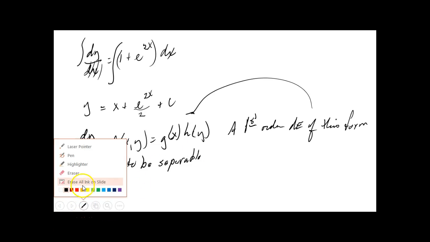All right, to erase? Here's one. dy dx is equal to y squared x e to the 3x plus 4y. Wait a minute now. I see a plus sign in there. Is that separable or not? It's what? Okay.